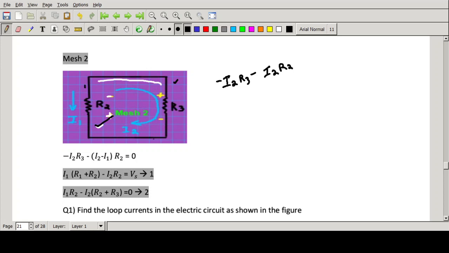So this will be plus and this will be minus. When you are standing at this point, you can see that the voltage drop is minus to plus. It is increasing, so it will be plus. What is the current? I1. What is the resistance? R2. So the equation corresponding to mesh 2 can be written as minus I2 R3 minus I2 R2 plus I1 R2 is equal to 0.